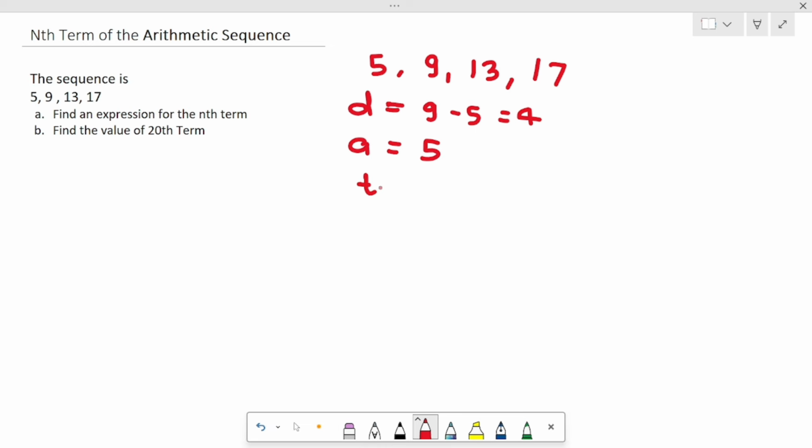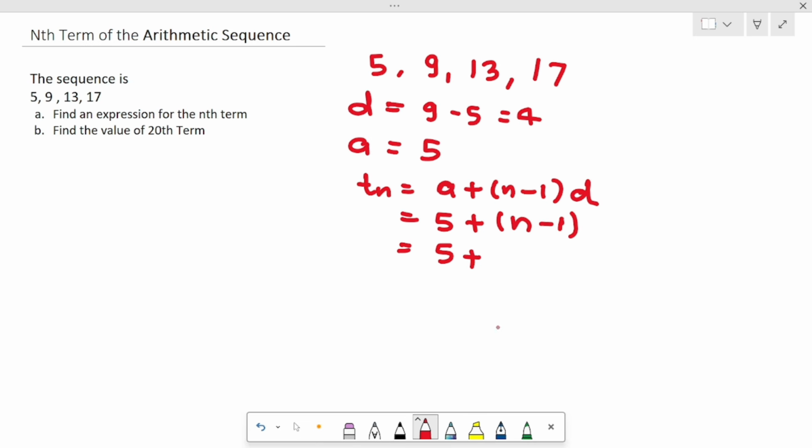Now we can simply apply the formula Tn is equal to A plus n minus 1 into D. So I'm going to write here A plus n minus 1 into D. A is 5, n is not there for now, so we just place it the same way. D is 4, so I'm going to write here 4n minus 4. Now 5 and this minus 4 are like terms because these are numbers and this is one variable. First we have to solve the like terms, which is 5 minus 4, writing the sign along with the number, and plus 4n.